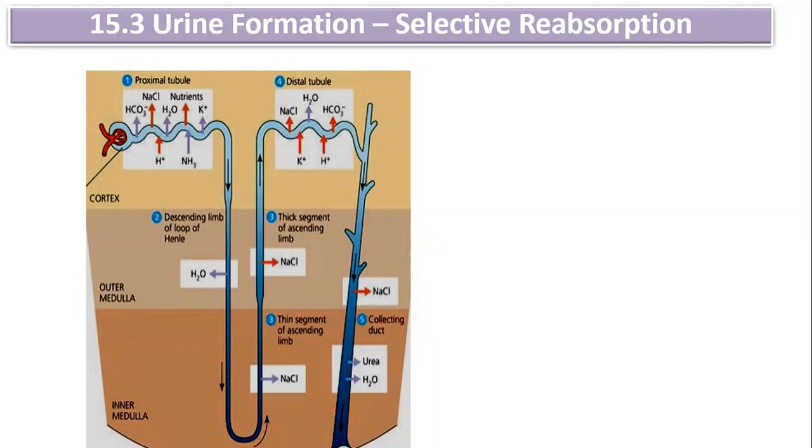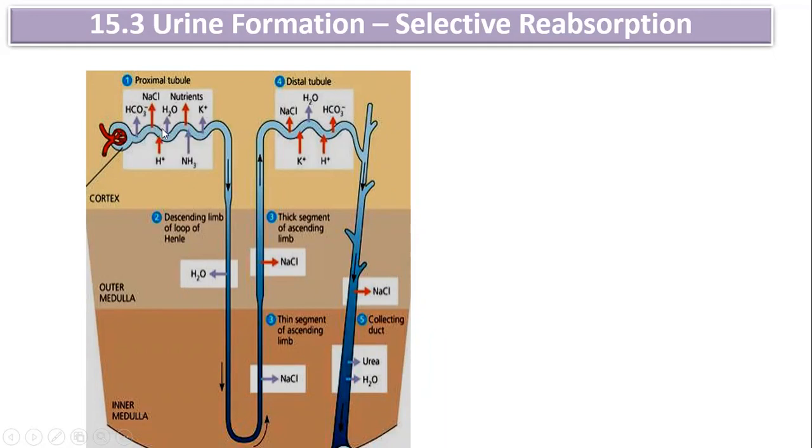First, you can see that primary urine is going to enter over here. In the proximal convoluted tubule, it will undergo absorption of major substances: amino acids, glucose, nutrients, salt, and water. These are absorbed because the tubule is lined by cuboidal epithelial cells with microvilli, which increase the absorptive surface area.